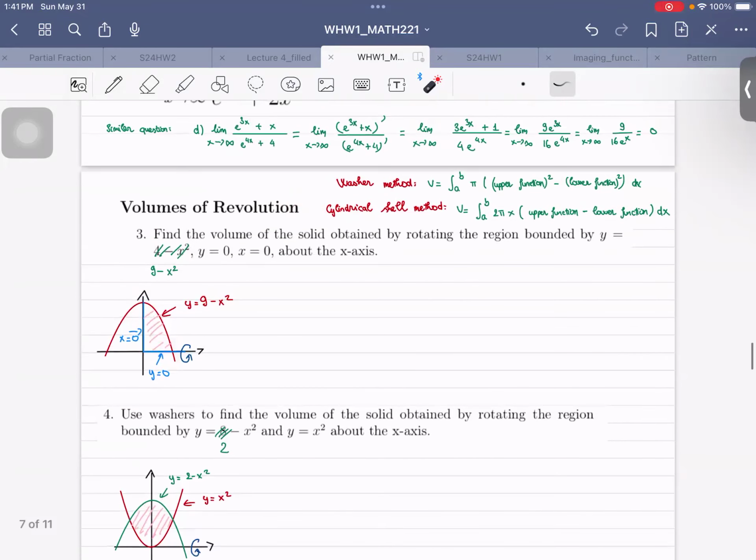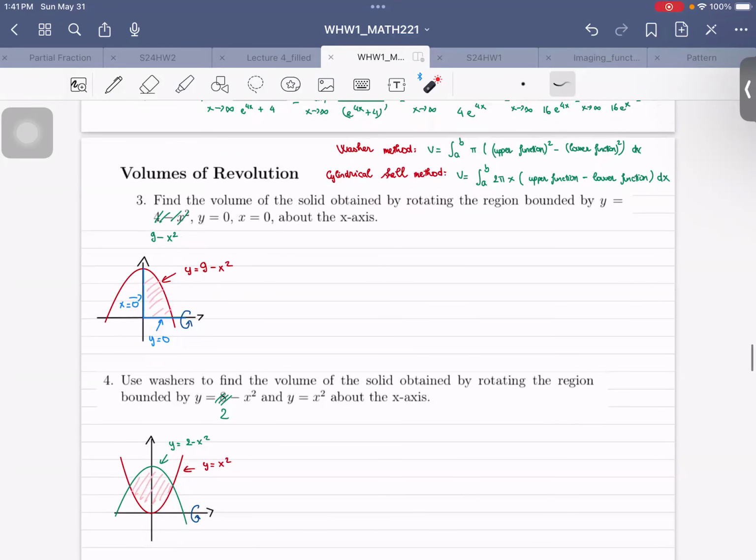Okay, and if you don't really understand why we have these two formulas, I suggest that you go to lecture number 2 to rewatch the video so that you can have a better understanding of the Washer method and the Shell method. Okay, so let's go into the first problem.